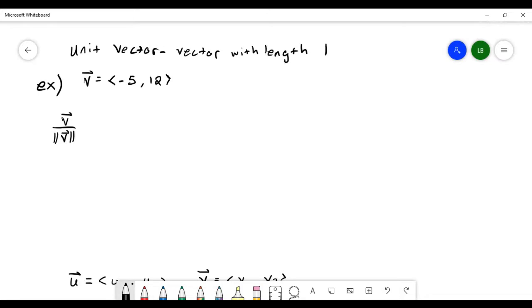So first off, we need to find the magnitude of v, and to do that, we use the Pythagorean theorem.